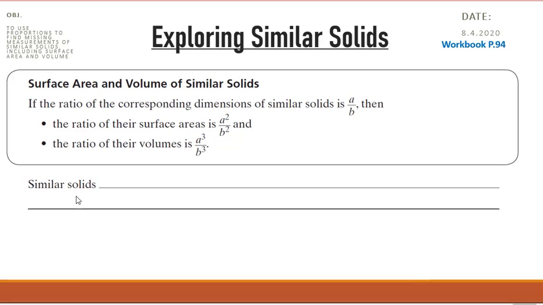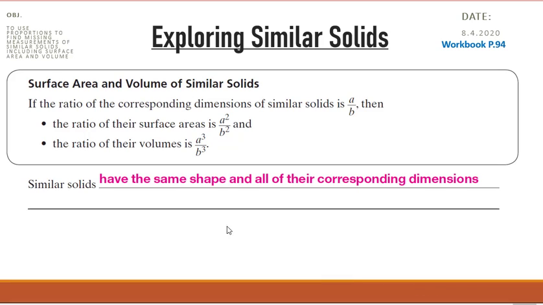What do we mean by similar solids? Okay, Ahmed, use your mic. The two solids are similar solids if they have the same shape. Great. And all of the corresponding dimensions are proportional. Excellent, Ahmed. Great work. So they have the same shape and all of their corresponding dimensions are proportional. Great.